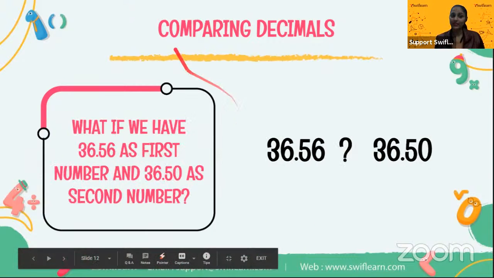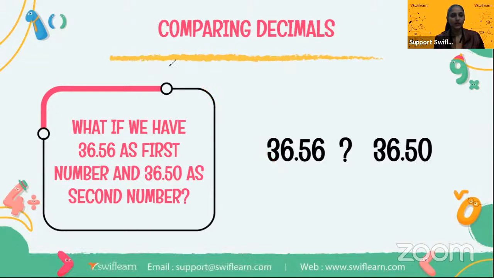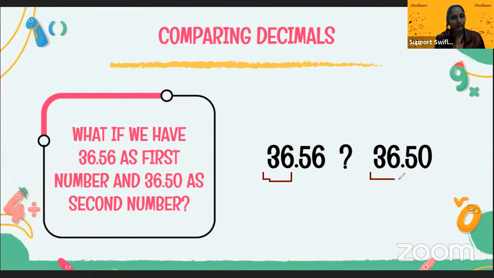Great. So now let's see another question here. If you notice, both numbers have the same whole part, that is 36. Where is the difference? Again, if I look at the first decimal place, that is known as tenths, both have 5. So the tenths place is also the same. I will always show tenths with a small t.